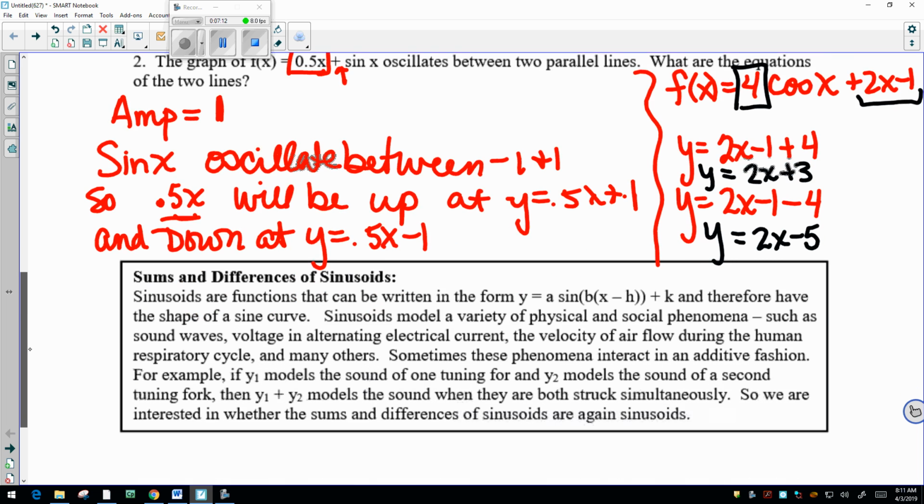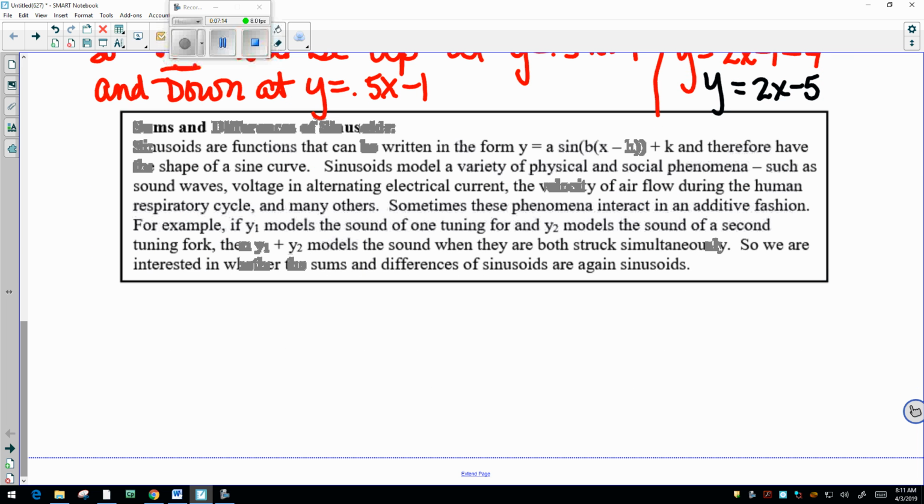Okay, so what happens when we have sums and differences of sinusoids? Okay, so sinusoids being like sines and cosines. And when we have those, different things happen when you add or you subtract them. And you can see this in the real world with things like sound waves, voltage in electrical currents, airflow, and sometimes they interact when we put them together, and they will either stay a sinusoid, and then sometimes they don't stay sinusoids. So what we are going to try and do is see, are they going to be sinusoids or not, and how can I tell the difference?